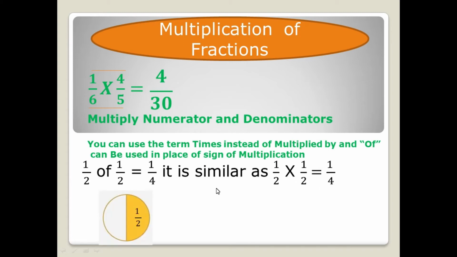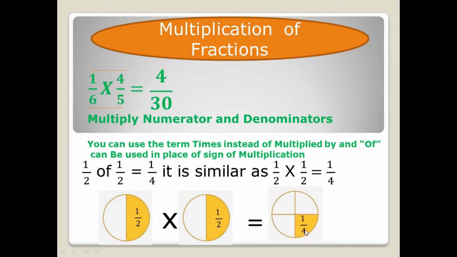Look at the figure. When we want to have half of half, it means that we are talking about a quarter. 1 over 4 is a quarter. It means that when we have a fraction of a fraction, the answer would definitely be less than the initial figure. It is all about multiplication.